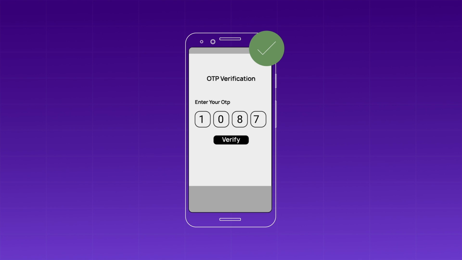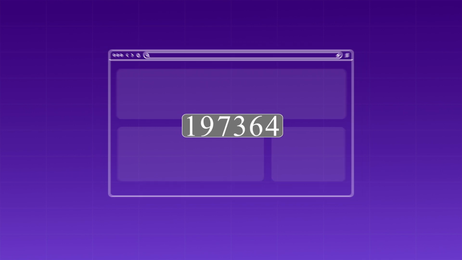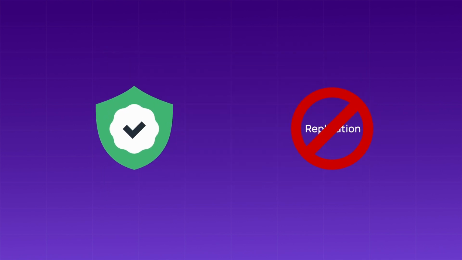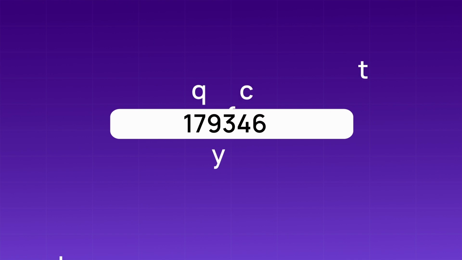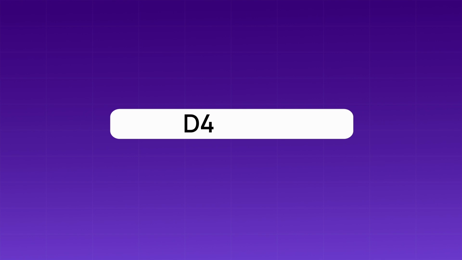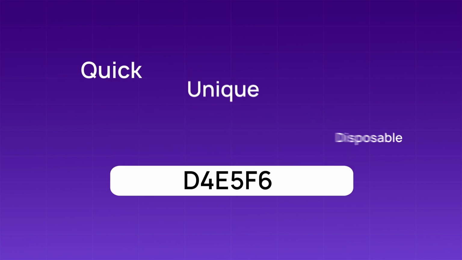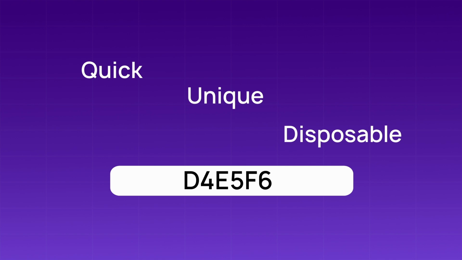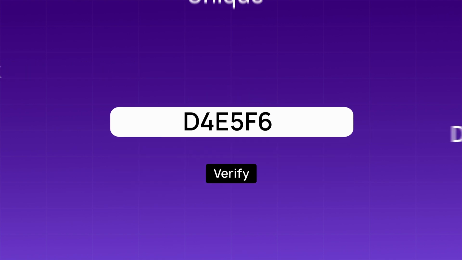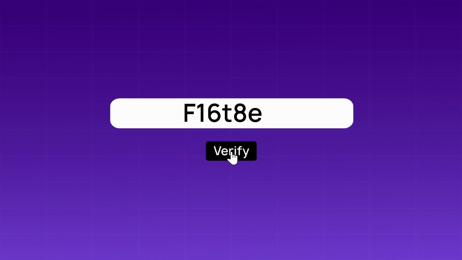can complete the action. OTPs are generated by a secured system designed to ensure authenticity and avoid replication. These codes are usually numbers or alphanumeric combinations. Their randomness makes guessing nearly impossible. As a quick, unique, and disposable code, they're valid only for a limited time and single use. So even if someone intercepts the code, it becomes useless once it expires. This makes them more secure than traditional passwords.